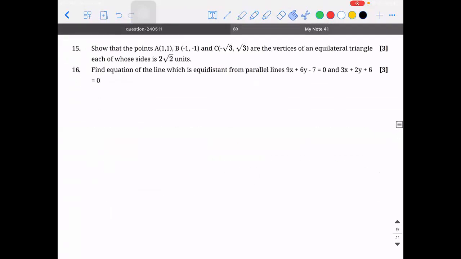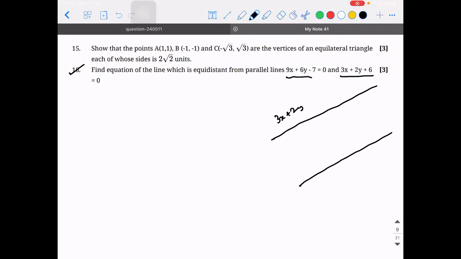So how to proceed? There are two parallel lines given, 9x plus 6y minus 7 and 3x plus 2y plus 6 is equal to 0. Okay, I'll take it like this: 3x plus 2y plus 6 is equal to 0, and 9x plus 6y minus 7 is equal to 0. And there is a line L is equal to 0, which is equidistant from both.